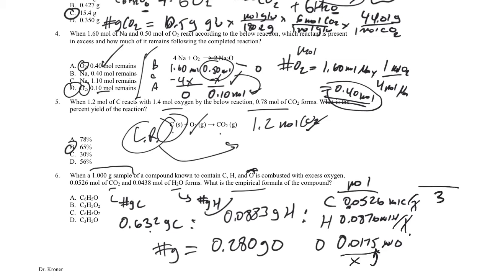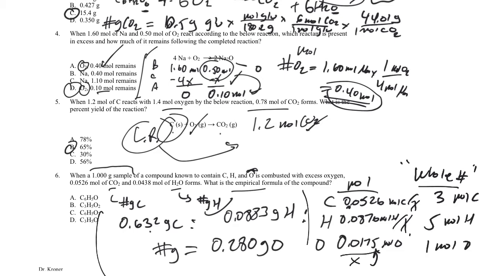So this is our actual moles in these samples. This is our whole numbers, or close to whole numbers. It's our attempt to determine whole numbers. 3 moles of carbon, 0.0876 divided by 0.0175 comes out to 5 moles of hydrogen to 1 mole of oxygen, of course. So our formula should be C3H5O.